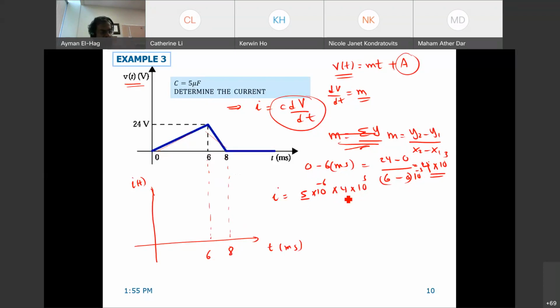5 times 4 is equal to 20. 10 to the minus 3 times 3 is equal to 20 milliamps. So you can keep it as this, as an amp, or you can keep it as 20 milliamps. It's up to you. Okay. So from 0 to 6, we will have here, as if this is in milliamps, this is equal to 20.